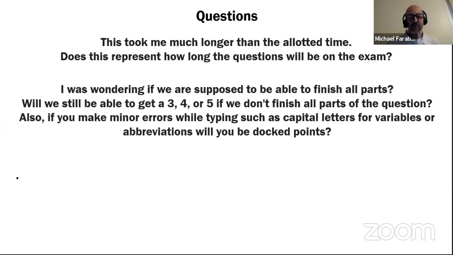This question says, this took me much longer than the allotted time. Does this represent how long the questions will be on the exam? I was wondering if we were supposed to be able to finish all parts. Will we still be able to earn a 3, 4, or 5 if we don't finish all parts? Also, if you make minor errors like capital letters for variables, will you be docked points?